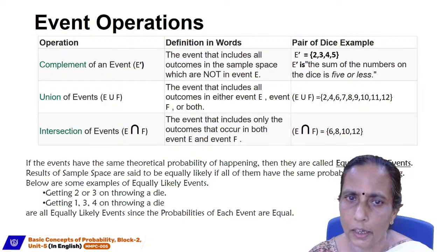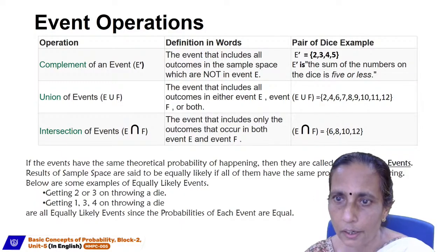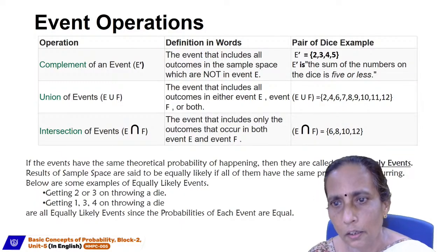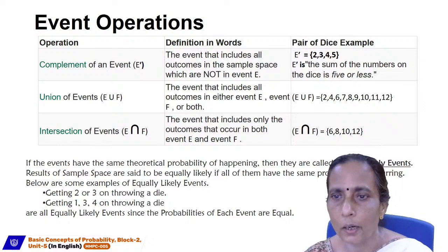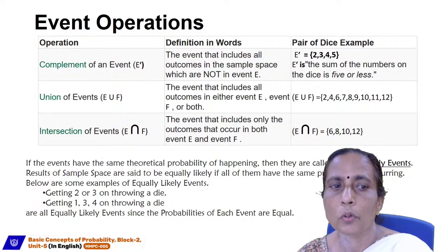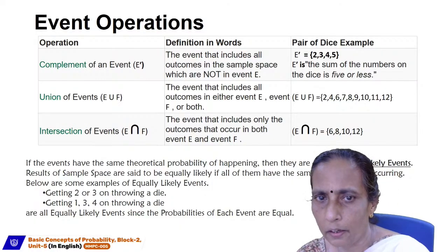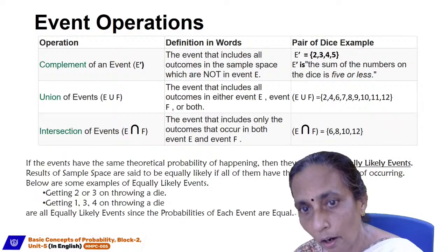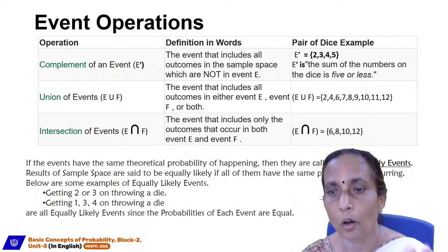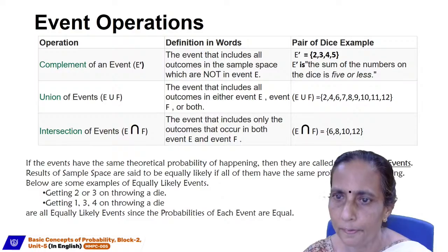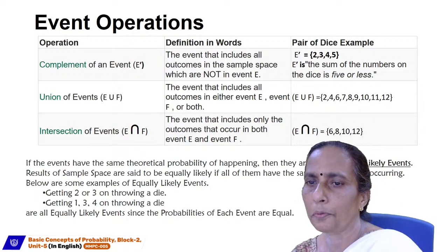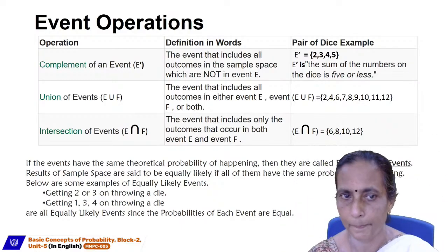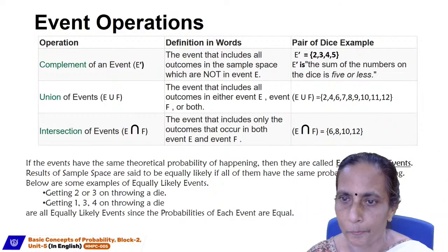That means we have taken E as the event in which, for the pair of dice we have rolled, the sum that appeared is more than 5. So E complement will contain all those sums which are not more than 5. That means 2, 3, 4, 5. This is the complement of E, not in E.